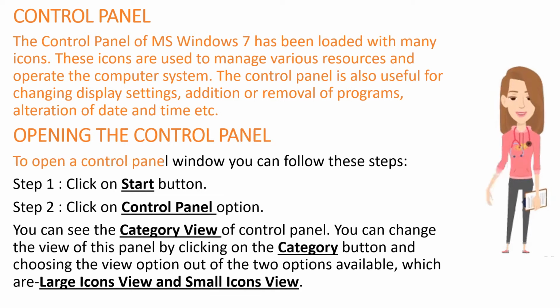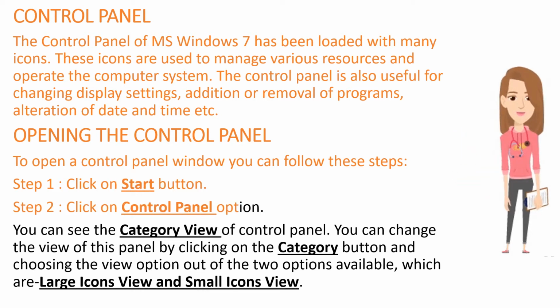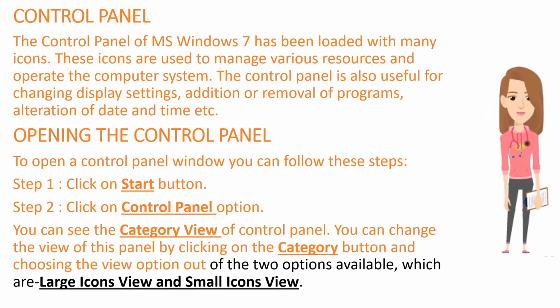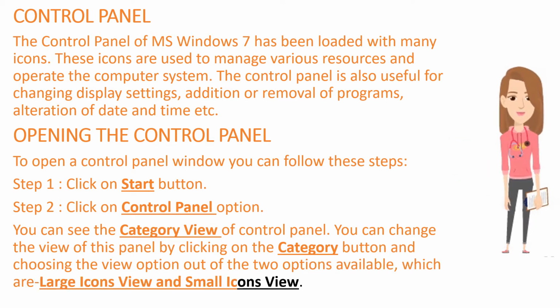Opening the control panel. To open a control panel window, you can follow these steps. Step 1. Click on Start button. Step 2. Click on Control Panel option. You can see the category view of control panel. You can change the view of this panel by clicking on the category button and choosing the view option out of the two options available, which are large icon view and small icon view.